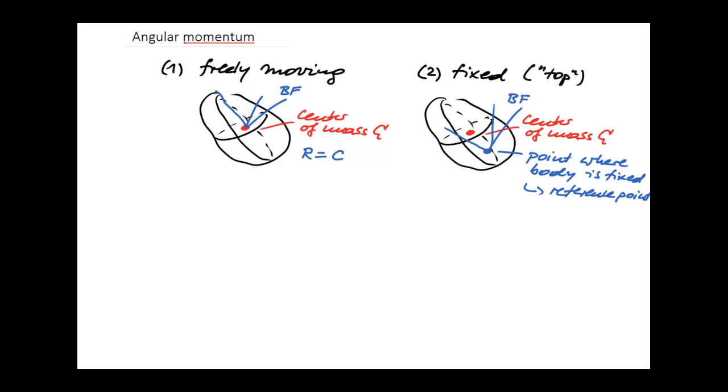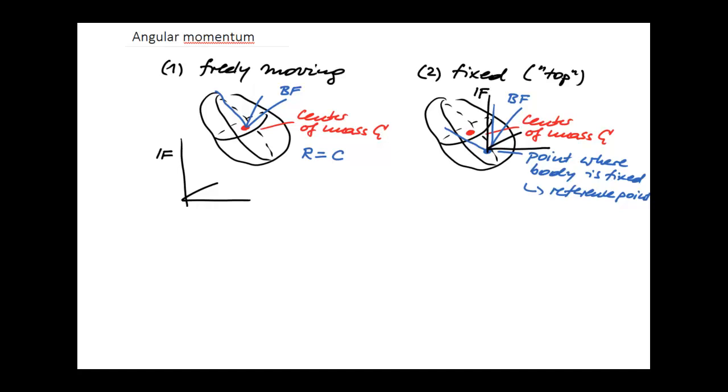As for the inertial frame, in the first case, the inertial frame is anywhere in space, whereas in the second case, I would like to make the additional assumption that the inertial frame has its origin also at the reference point, i.e. at the point where the rigid body is fixed.